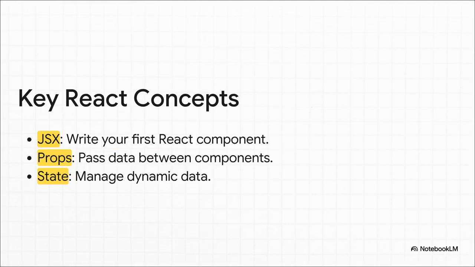To make these little Lego bricks work, we need to understand a few core ideas. First up is JSX. It looks a little weird at first, but it's basically a way to write what looks like HTML right inside your JavaScript. It's awesome. Then you have props. Think of props as the instruction manual you give to a component. It's how you tell it what to do or what information to show. And finally, there's state. State is a component's own personal memory. It's how that search bar remembers what you just typed into it.